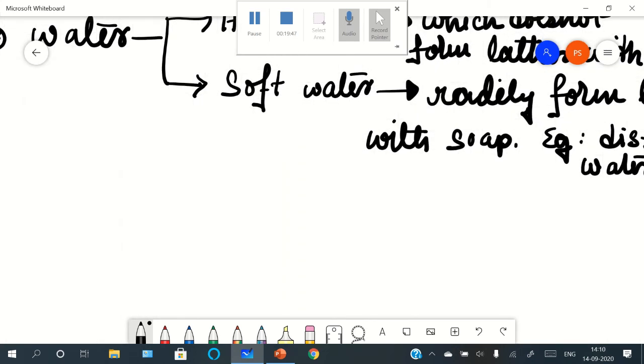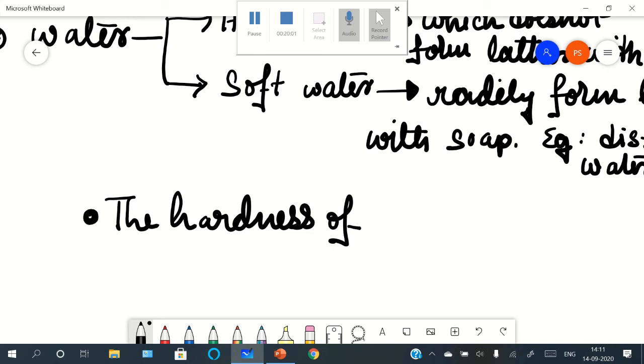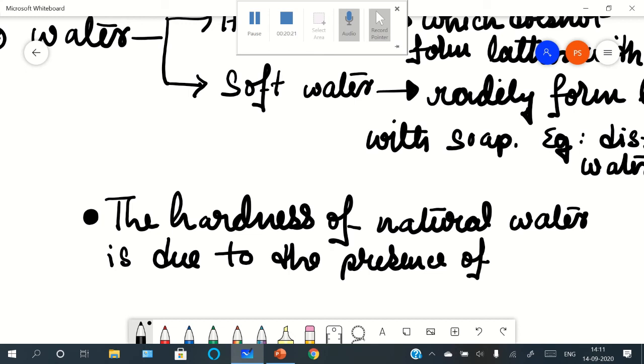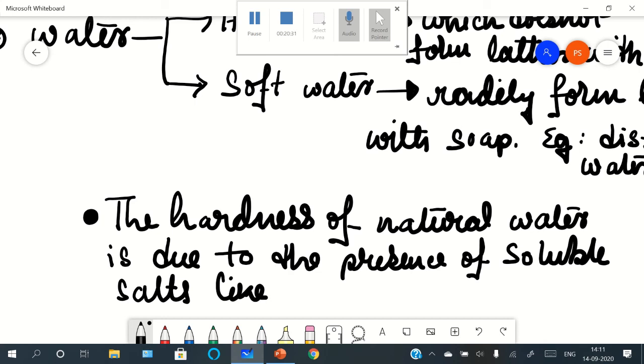Now, the hardness of natural water is due to the presence of soluble salts like bicarbonates, chlorides, sulfates, etc.